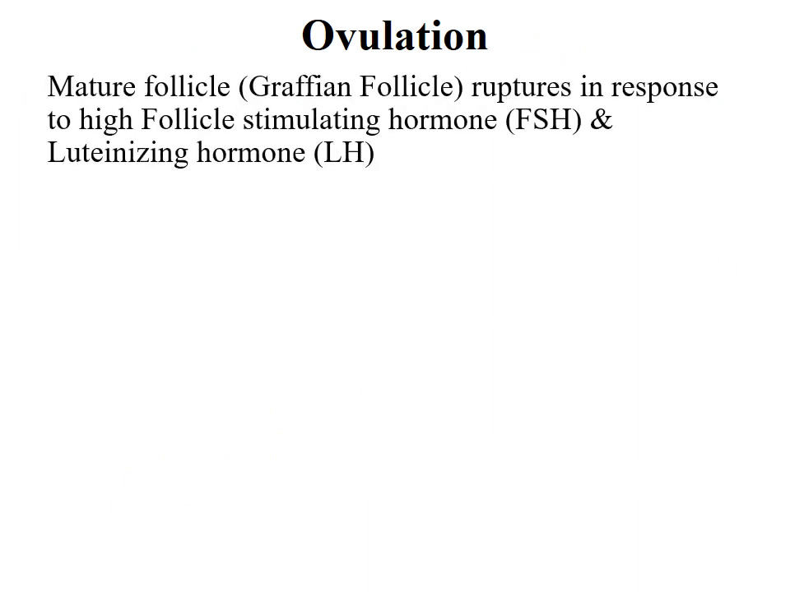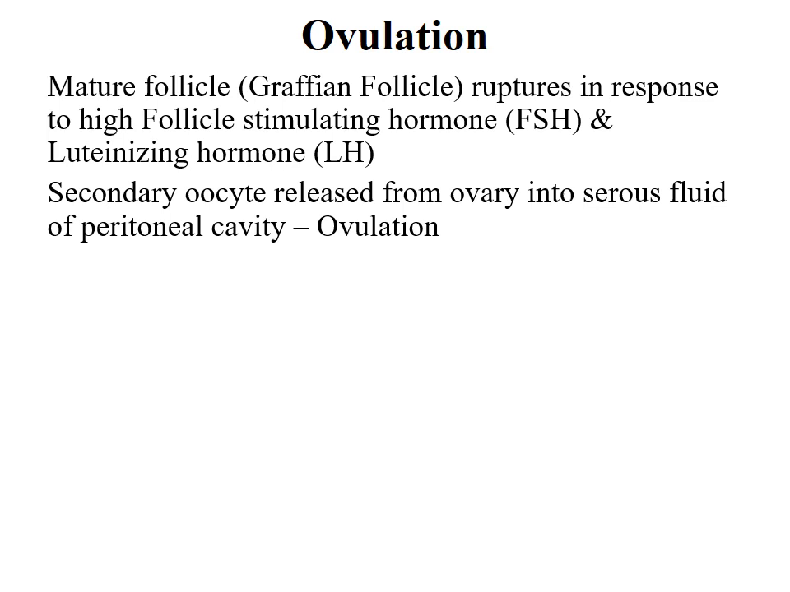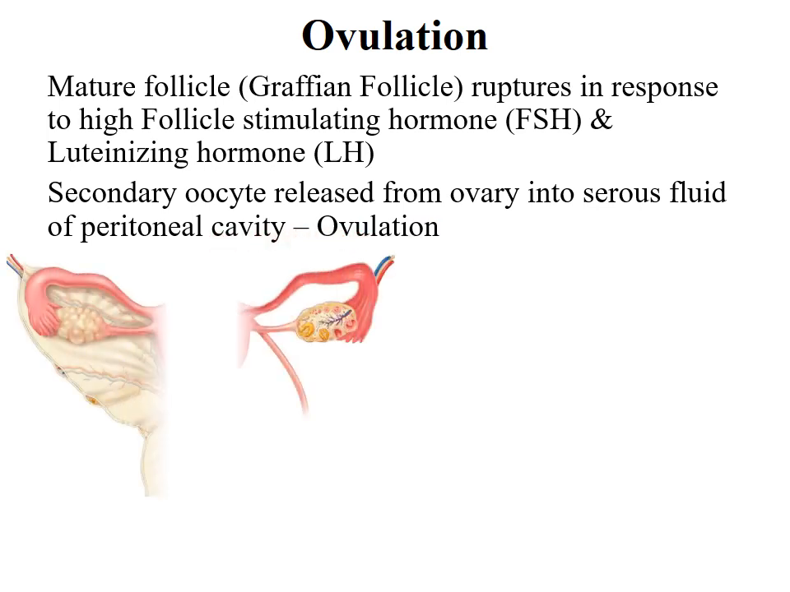The mature follicle, which is also called a Graafian follicle, ruptures in response to high FSH, follicle stimulating hormone, and LH, luteinizing hormone. FSH and luteinizing hormone are anterior pituitary hormones. The secondary oocyte is released from the ovary into the serous fluid of the peritoneal cavity, and this process is called ovulation, which means the secondary oocyte is released from the ovary into the peritoneal cavity.